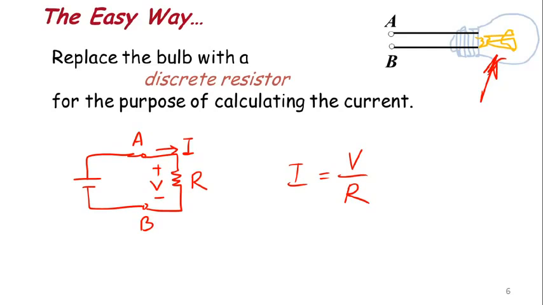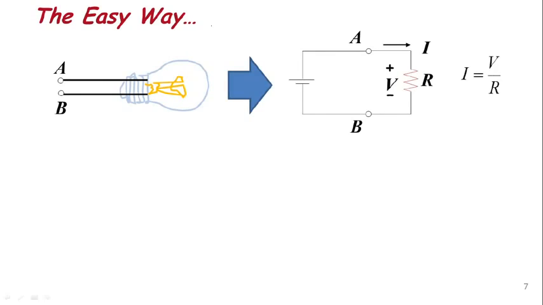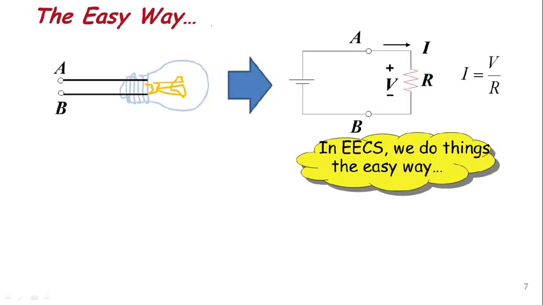Now, wasn't that simple? Show me where the differential equations are. They're all gone. By making an extremely simple model, by replacing all the properties of the bulb with a simple resistor with resistance R, I was able to compute the current I. In EE, we are going to be doing things the simple way. In this particular situation, to find the current I through the bulb, I replaced the bulb with a resistor with resistance R, and I very quickly was able to find the current.